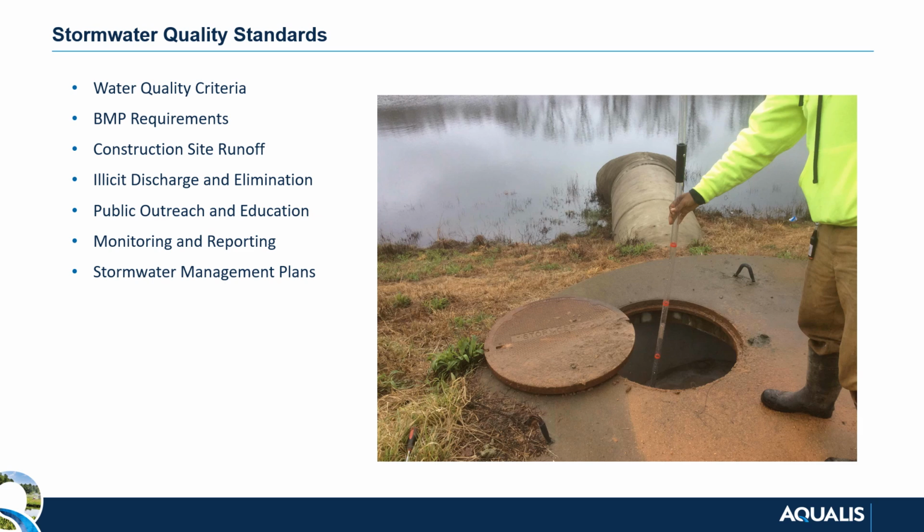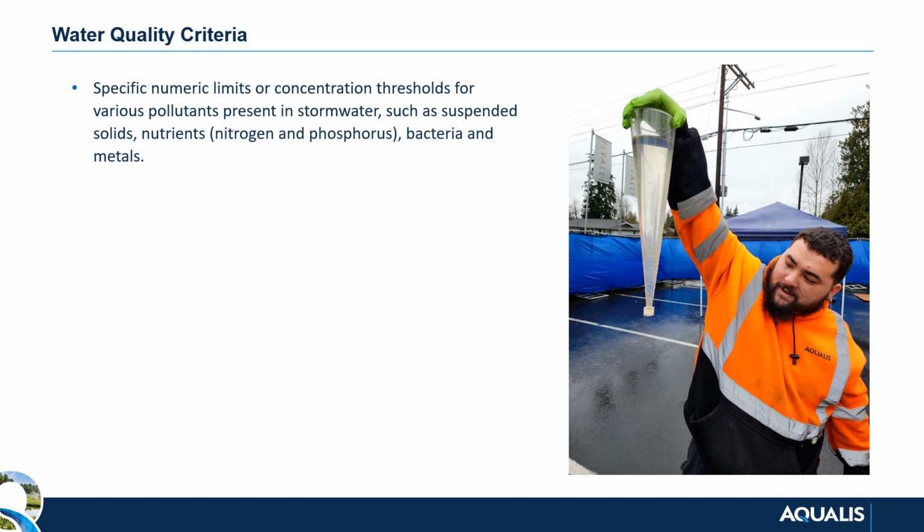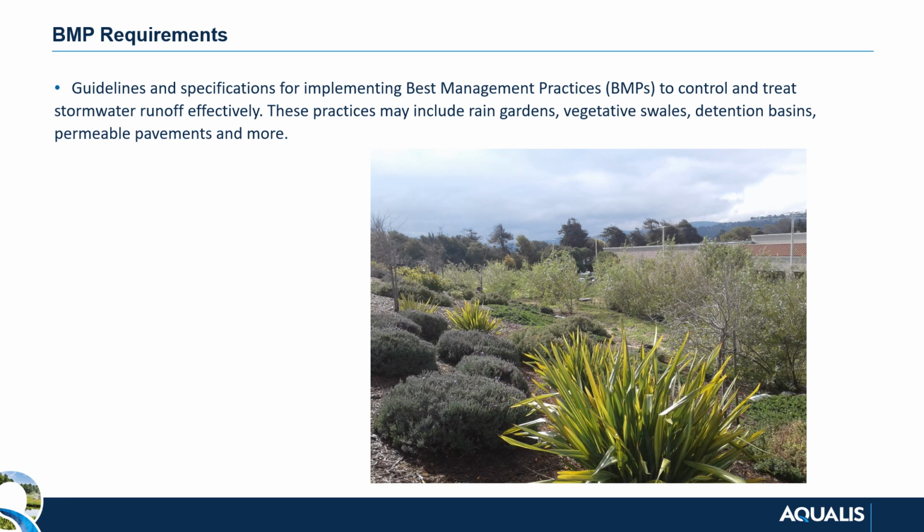Common components of stormwater quality standards may include water quality criteria: specific numeric limits or concentration thresholds for various pollutants present in stormwater, such as suspended solids, nutrients, bacteria, and metals. BMP requirements: guidelines and specifications for implementing best management practices to control and treat stormwater runoff effectively. These practices may include rain gardens, vegetative swales, detention basins, permeable pavements, and more.